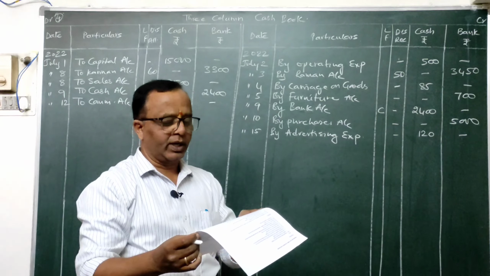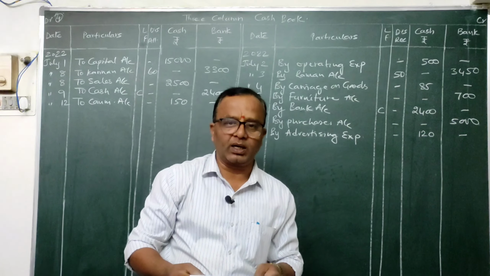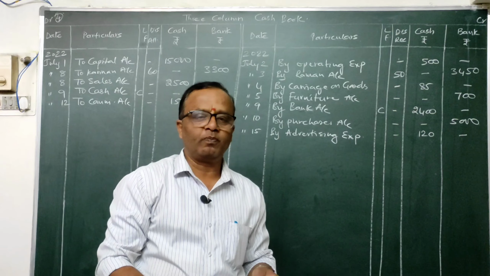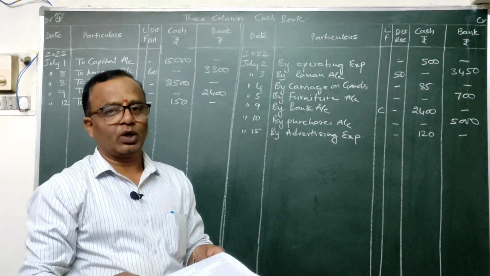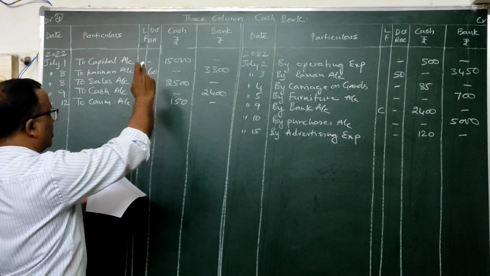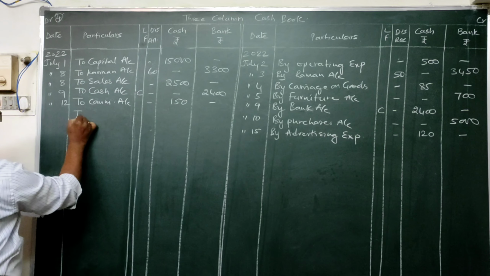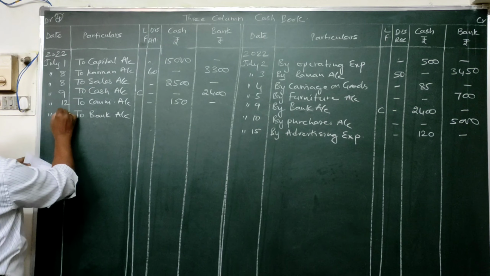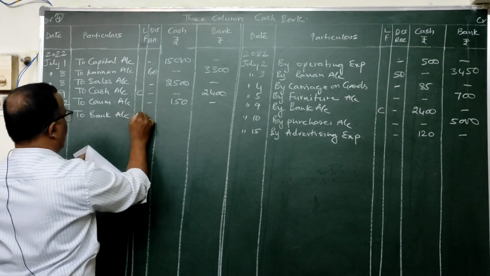Then 18th date, withdrew cash from bank. Okay, now here you have drawn for office use. So your entry will be of cash account debtor to bank. So contra. So withdrew cash from bank. So cash account debtor to bank it is. It is drawn for office use. So to bank you write contra.